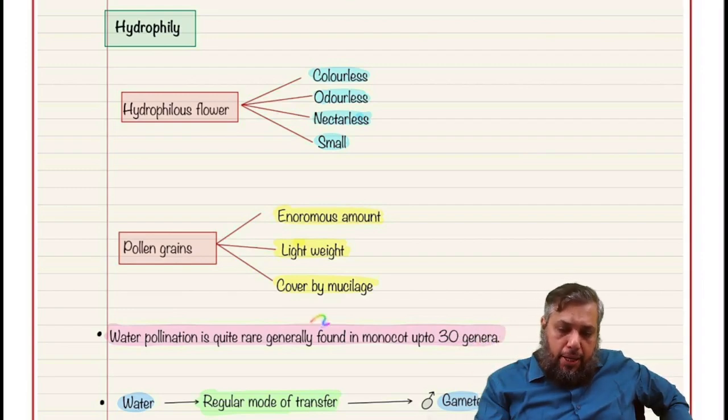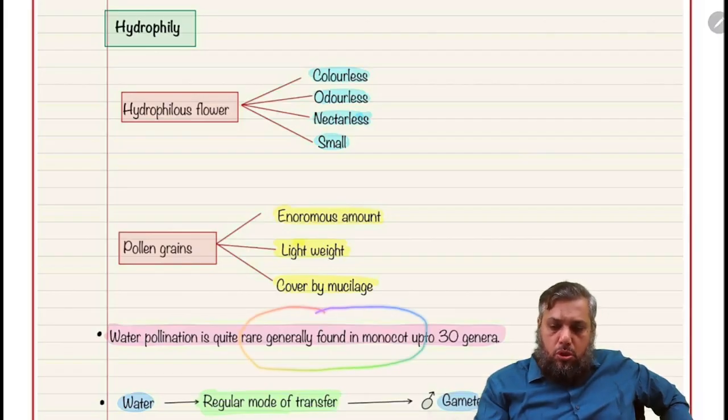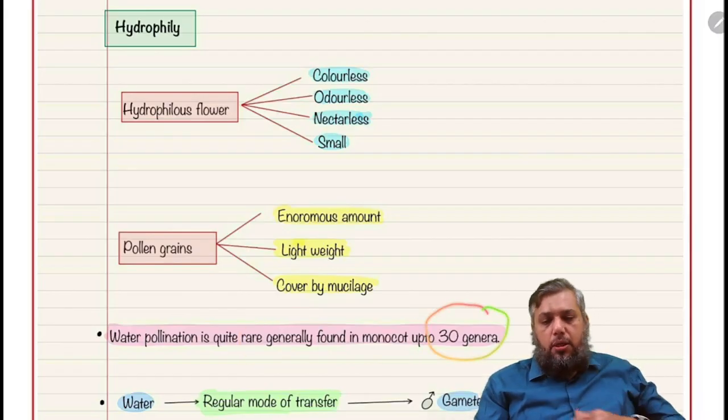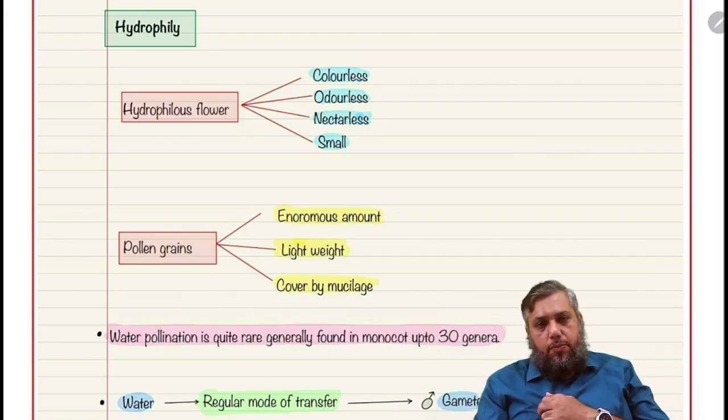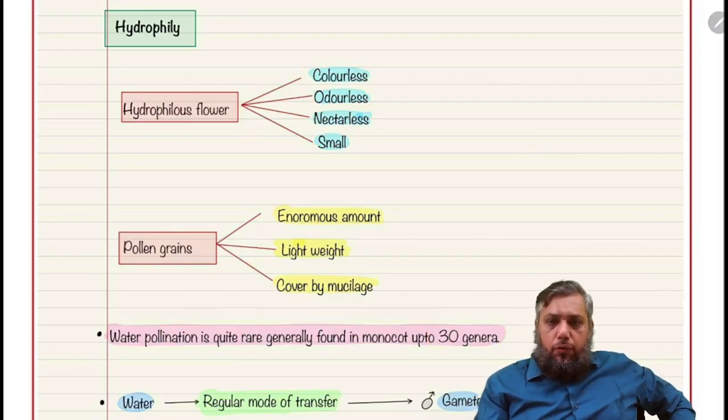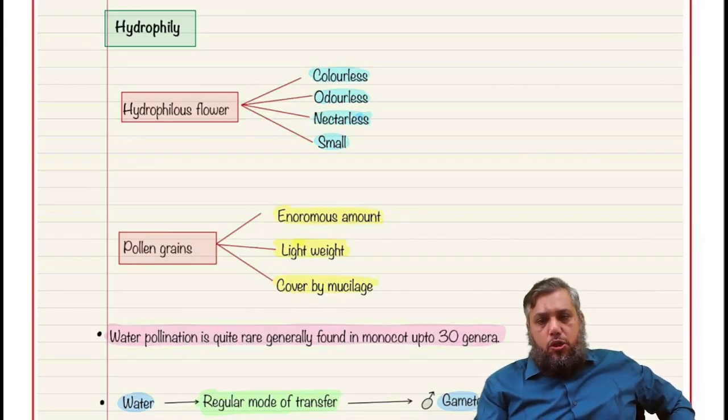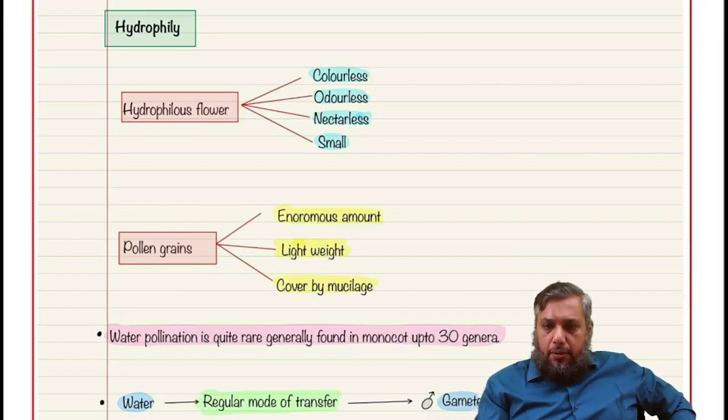It is rarely found in few monocots, only up to 30 genera of monocots. And a hydrophilous flower, just like an anemophilous flower, does not spend a lot of energy on being attractive. So these flowers are going to be colorless, odorless, nectarless, and small.